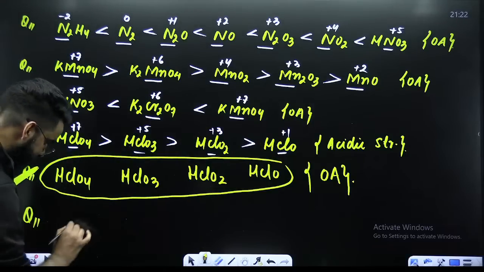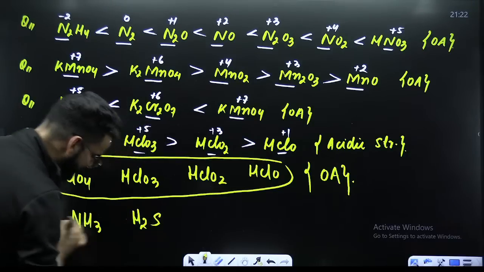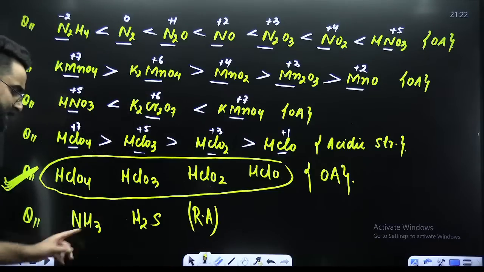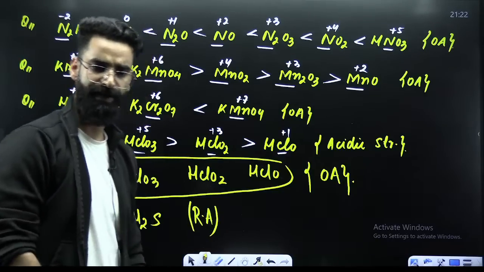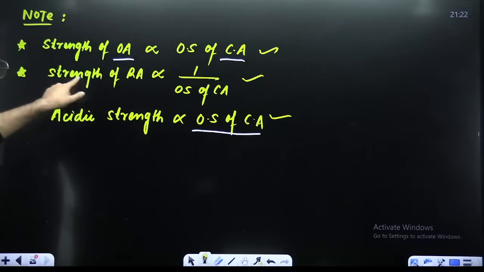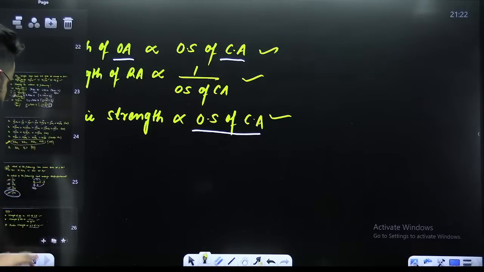One more question I'm giving you. Let's say you have got NH3 and H2S. Arrange them on the basis of their reducing agent capability. Which reducing agent has more strength? I told you the strength of a reducing agent is inversely proportional to the oxidation state of the central atom. So you can answer the question in this format.